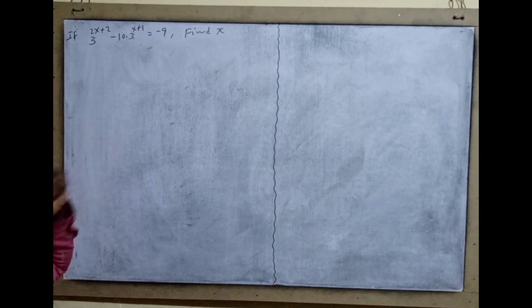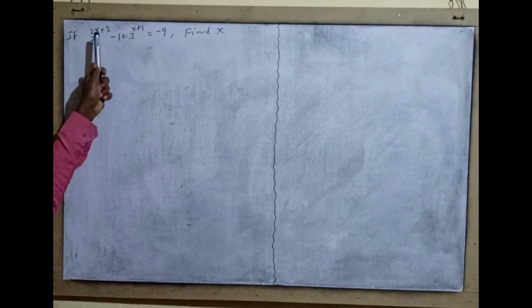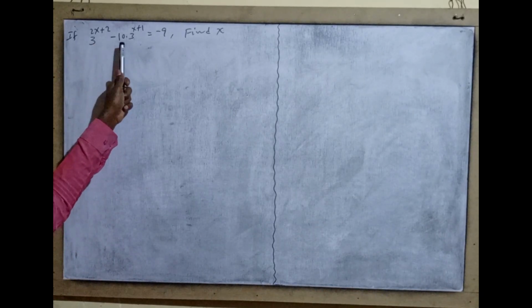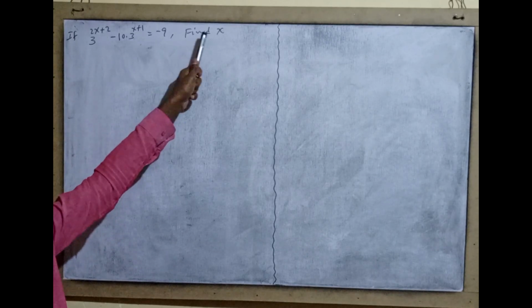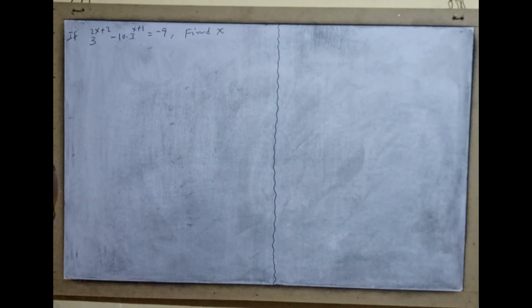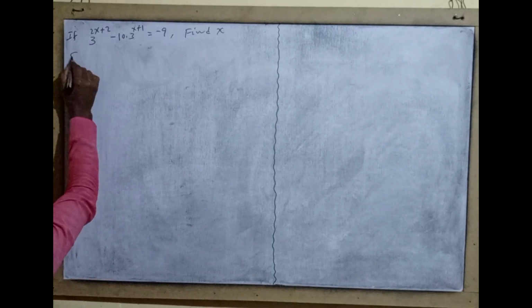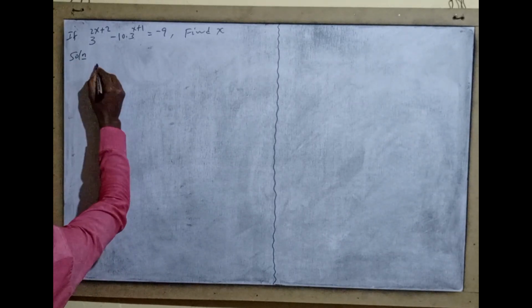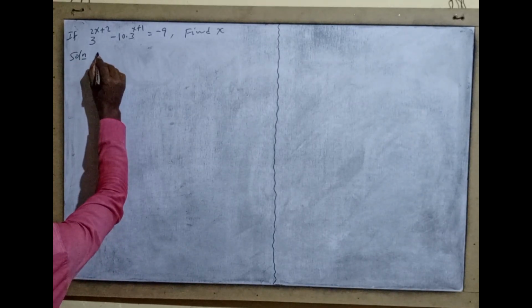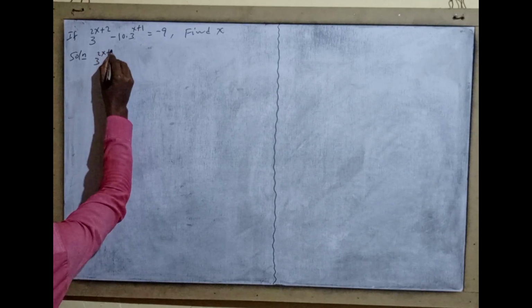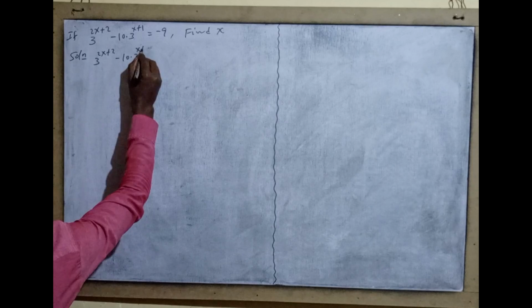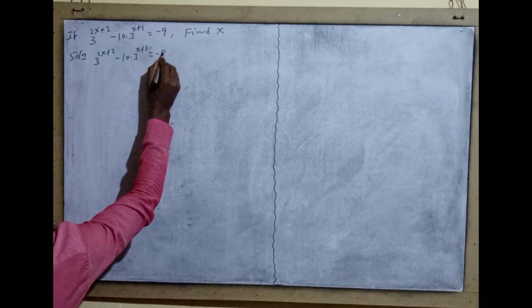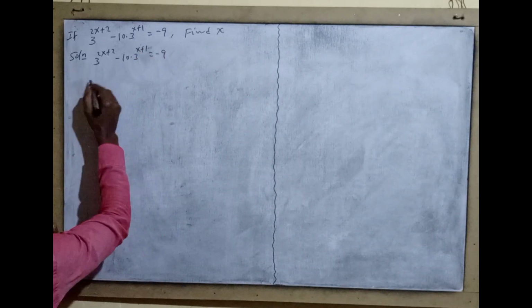Today we are going to solve this equation, 3^(2x+2) - 10 × 3^(x+1) = -9, then find the value of x. To do this, 3^(2x+2) - 10 × 3^(x+1) = -9.